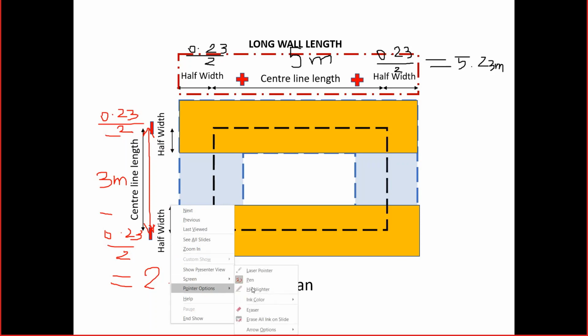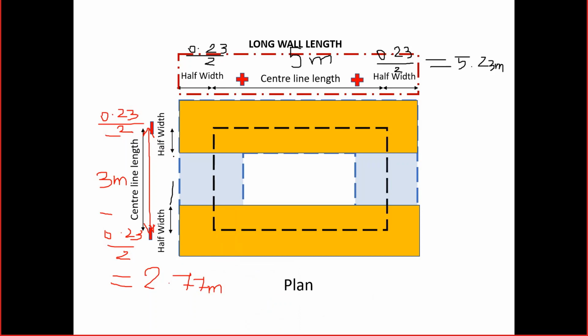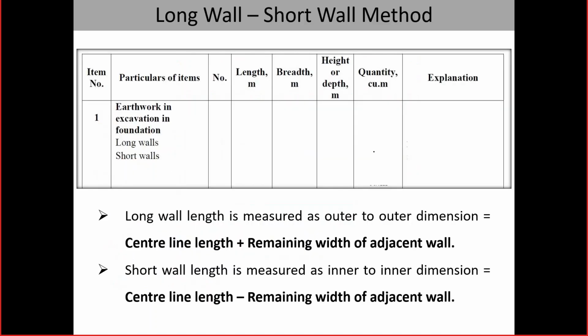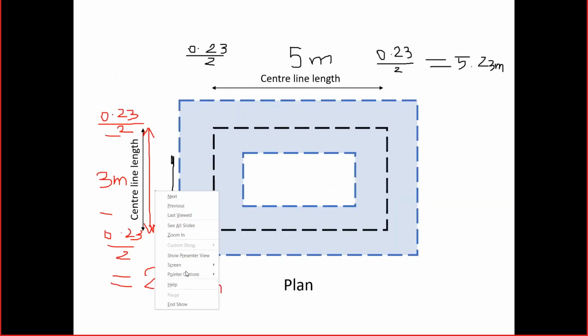Let me use some other color. Yeah, this is the actual length. This can be indicated in the explanation part or the remarks part in the previous page, as I showed you here. In this explanation or remarks column, I can indicate these things, right?